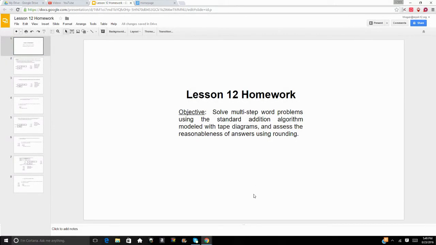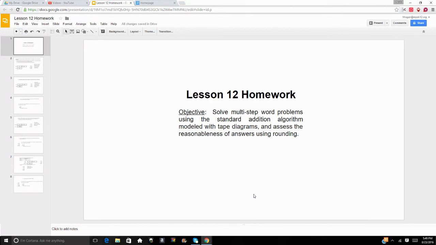This is our last lesson of addition before we move on to subtraction, lesson 12 homework, and we're going to solve multi-step word problems using our regular standard addition algorithm. And we talked about how the algorithm is just a method of solving a problem or doing something. And we're going to model with tape diagrams. And as I said, using these strategies and these models will help you so much.